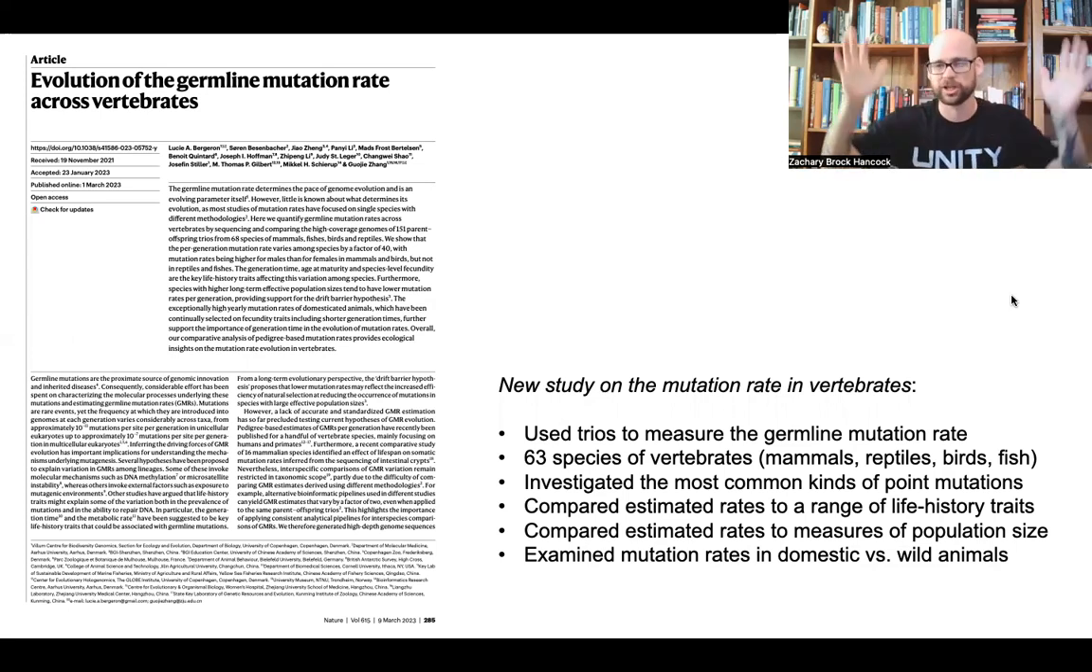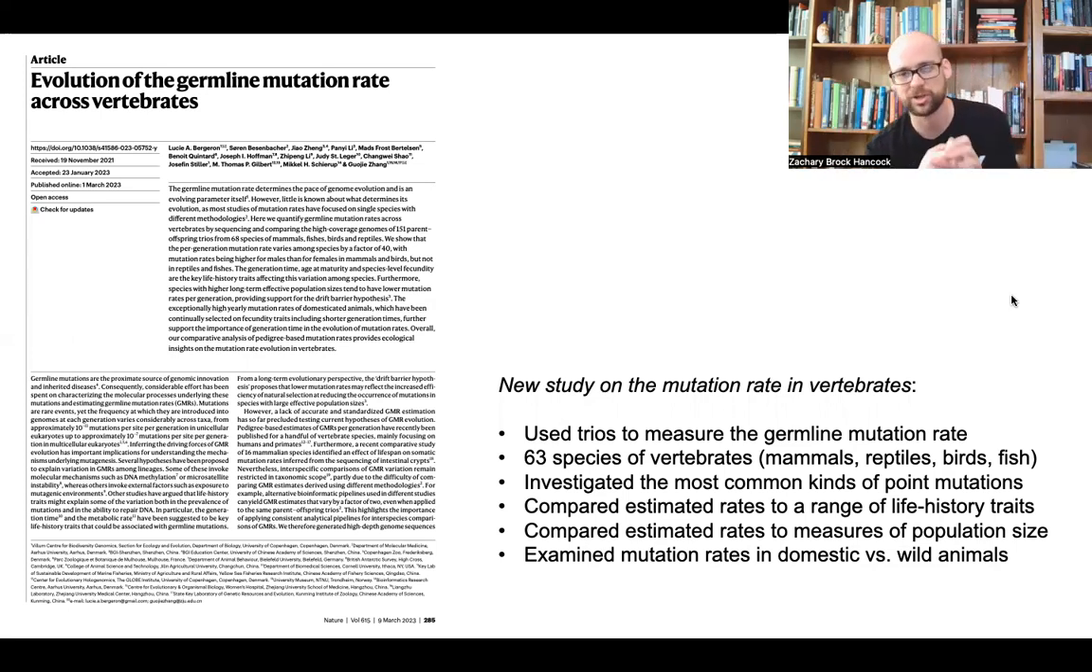So what did they do? Let's look at the broad things that they did. So first, they used trios to measure the germline mutation rate. So trios are when you have the genetic sequence from the father, the mother, and the offspring. When you have all three, you can get a direct measure from the pedigree of how many mutations have occurred from parent to offspring. So a direct measure of the germline mutation rate.